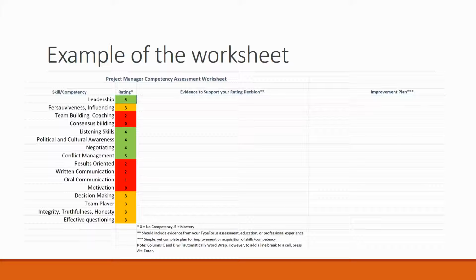So hold on. Here's the worksheet. All right. Notice that the skills and competencies are listed down the column on the left. Things like leadership, persuasiveness, influencing, negotiating, motivation, decision making, team player.